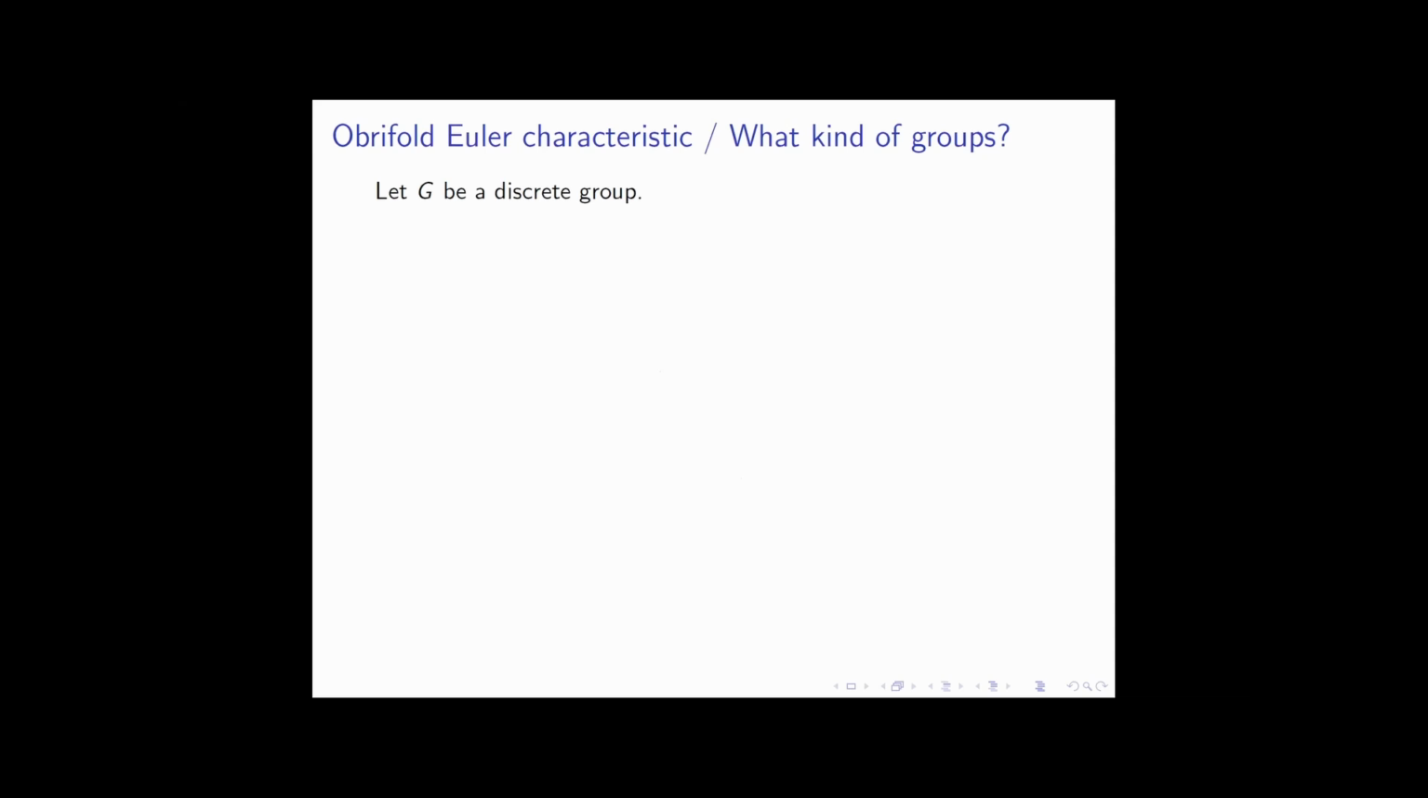Mostly it will be a discrete group. Actually, all the time it will be a discrete group. Sometimes it will be finite, but the majority of times infinite. And we need some conditions on this group G to define some kind of invariants, for example, this Euler characteristic. There are many different variations of these conditions, which I will describe now.